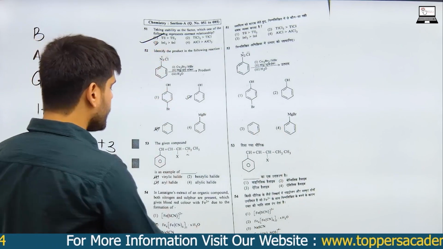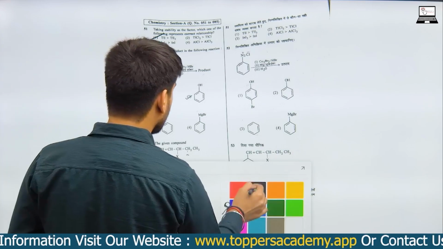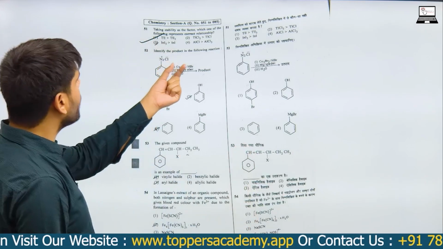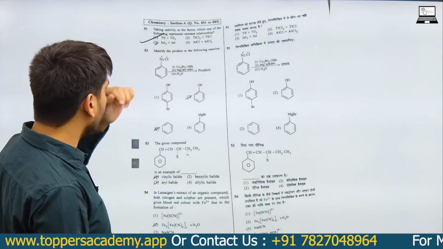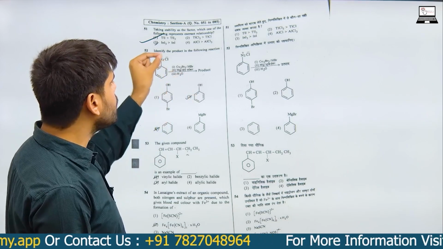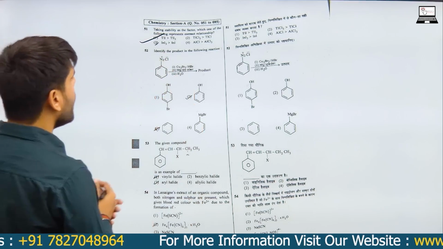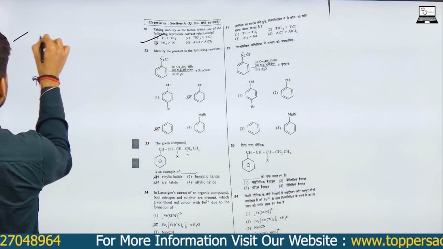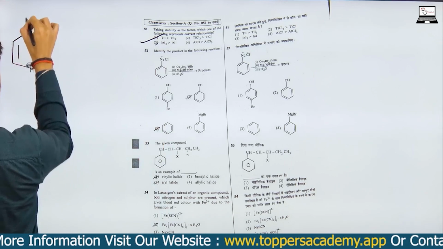Now, if you see the second question, it says, identify the product in the following reaction. This is your benzene diazonium salt. The first reagent is Cu2Br2 in the presence of HBr. We know that this is your Sandmeyer reaction, and the product is bromobenzene.